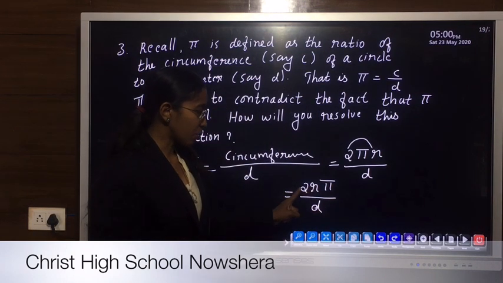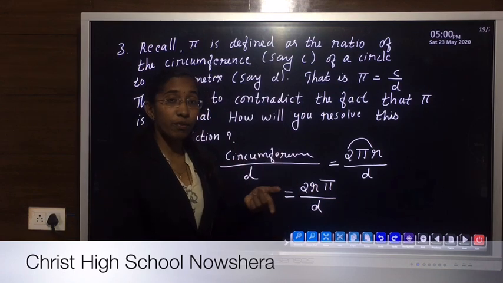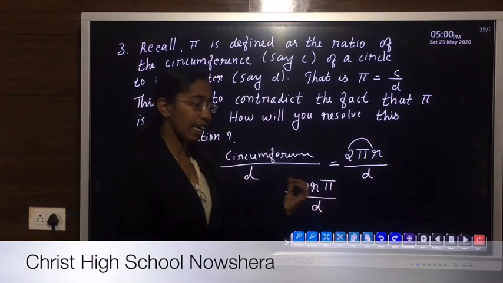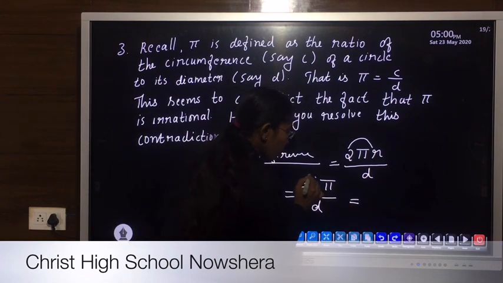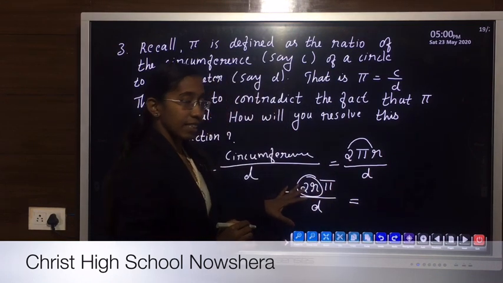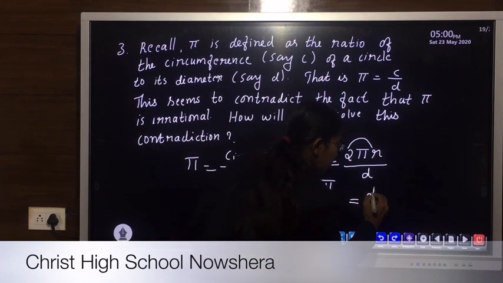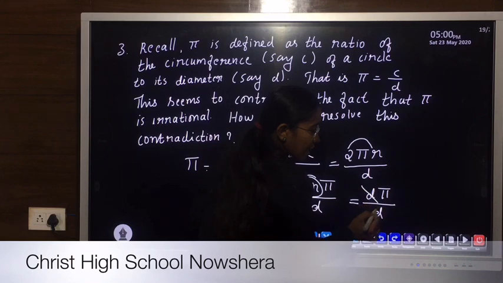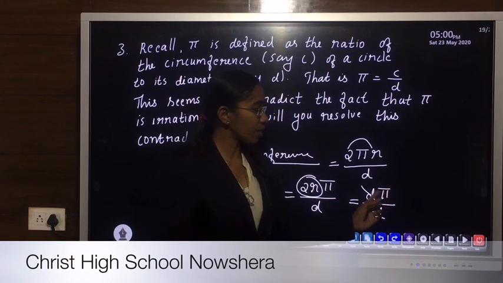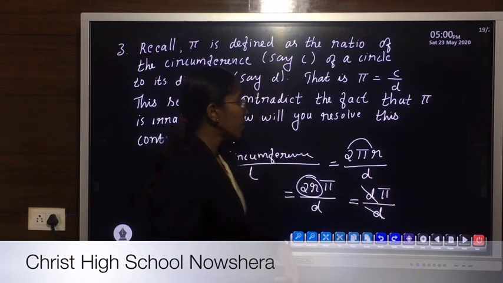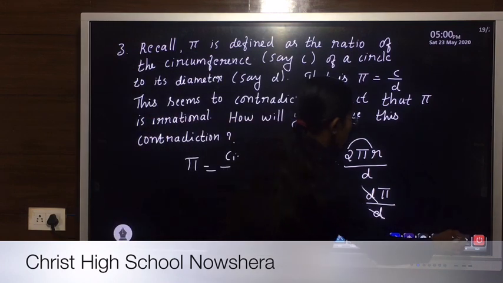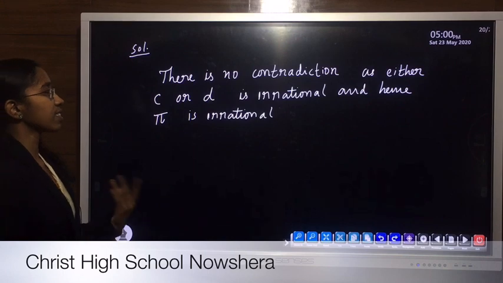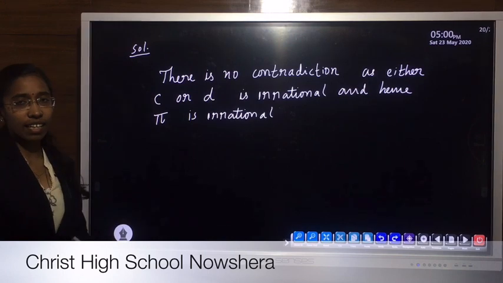2r is radius. 2r means double of the radius. We know that what is the double of the radius? Actually 2r is our diameter. So at the place of 2r, I am writing diameter. This becomes d pi by d. So we can cancel this d. Again, we got only that pi value. So there is no contradiction. So we can write there is no contradiction, as either C or D is irrational, and hence pi is.